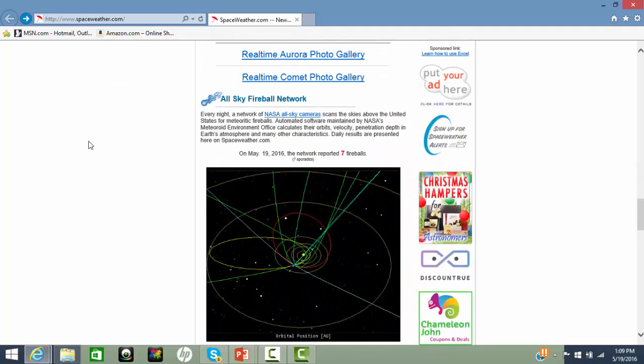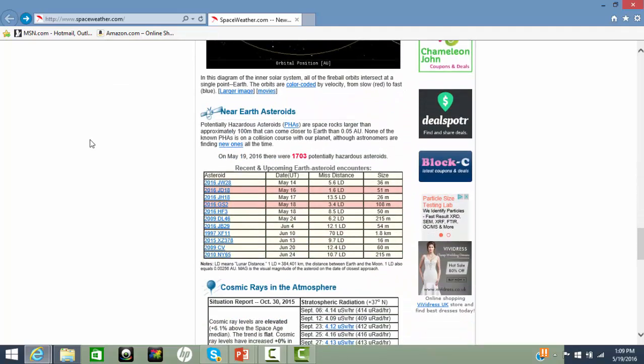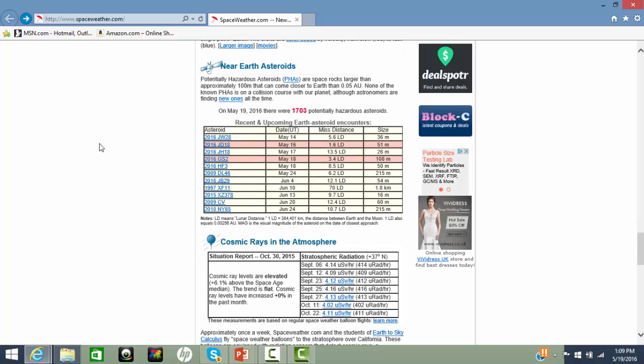One in particular is this one, the near-Earth asteroids. We're not going to really talk much about those in this course, but it's nevertheless an interesting thing. So they're saying as of today, there are 1,703 potentially hazardous asteroids. In other words, these are asteroids that have relatively near-Earth orbits. And the way this works is you can see these are the dates when we're going to get a close flyby. Over here, the miss distance is measured in lunar distances. What a lunar distance is, it's simply the distance between Earth and the moon.